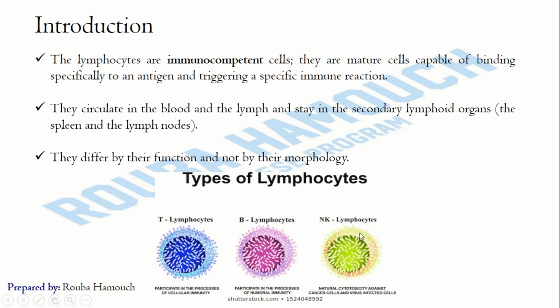Here we have another subpopulation of lymphocytes called natural killers. These cells are also important against cancer cells and virus-infected cells. They act like the cytotoxic T lymphocytes.